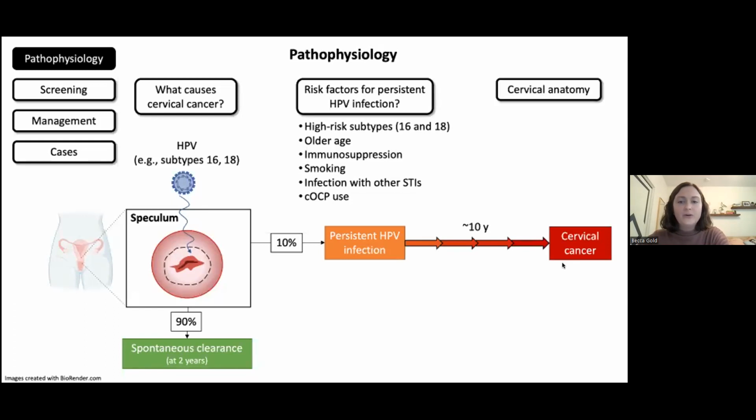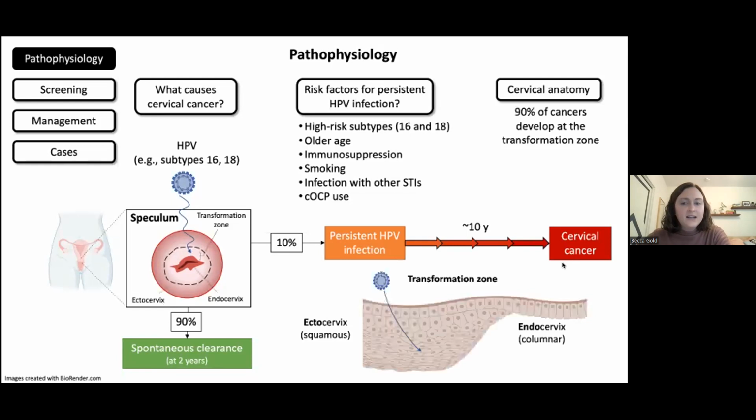A quick review of cervical anatomy. So as you all will hopefully remember from 1 year of med school, the ectocervix is lined with squamous epithelium, while the endocervix is lined by columnar epithelium. And where these two areas come together is called the squamocolumnar junction. The transformation zone is a small region of squamous metaplasia, which again, harkening back to earlier years, is when the columnar epithelium is replaced by squamous epithelium. And that occurs at the squamocolumnar junction.